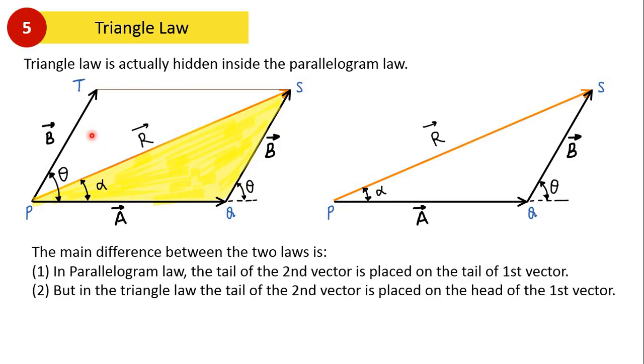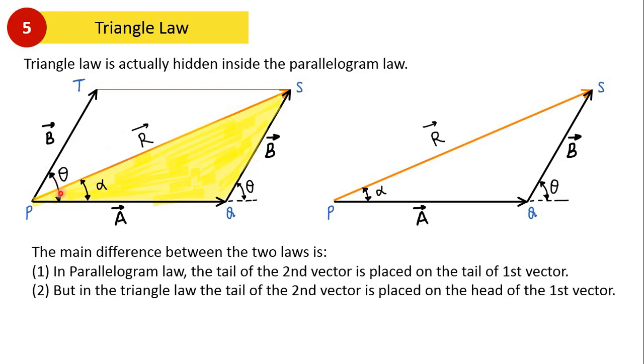Now in case of parallelogram, the two vectors are placed like this and like this, so that their tails are at the same place. But we can consider the opposite side of the vector B also as the same as vector B, because this vector QS is same as the vector PT, reason being that opposite sides of the parallelogram are equal in length and opposite sides are also parallel to each other.